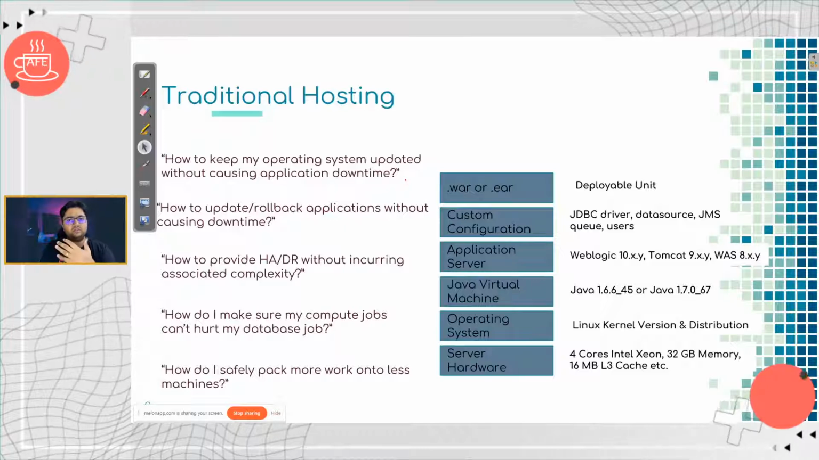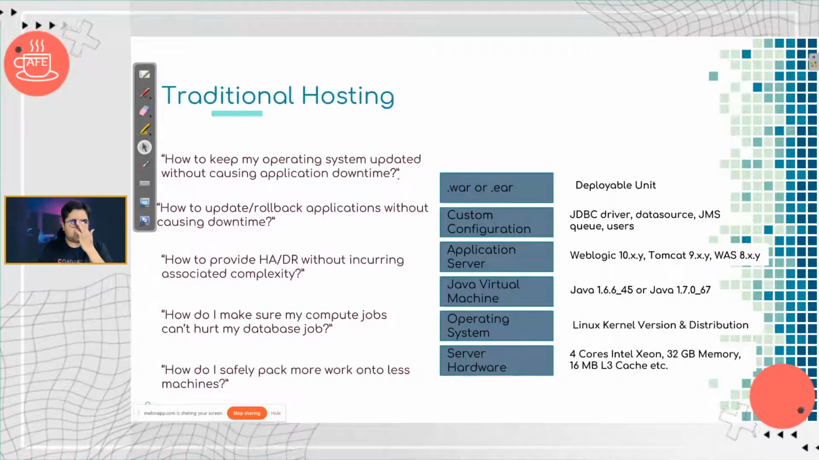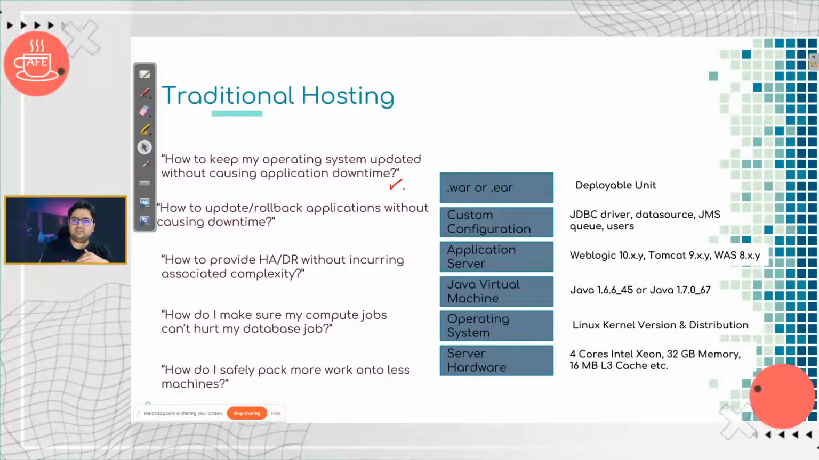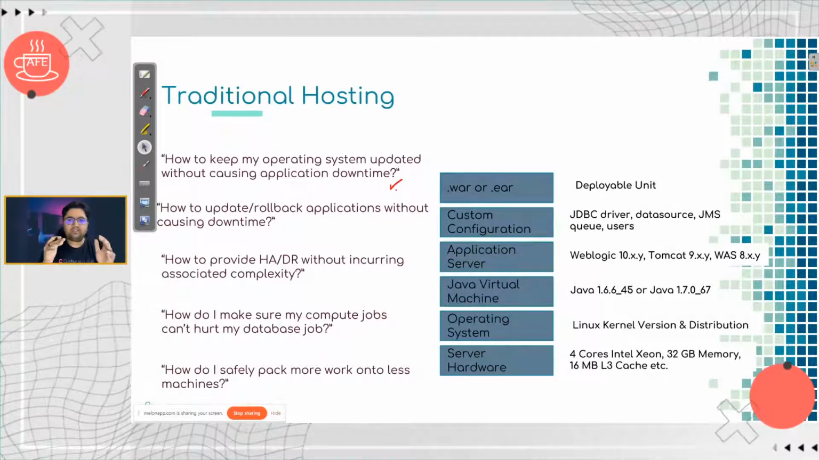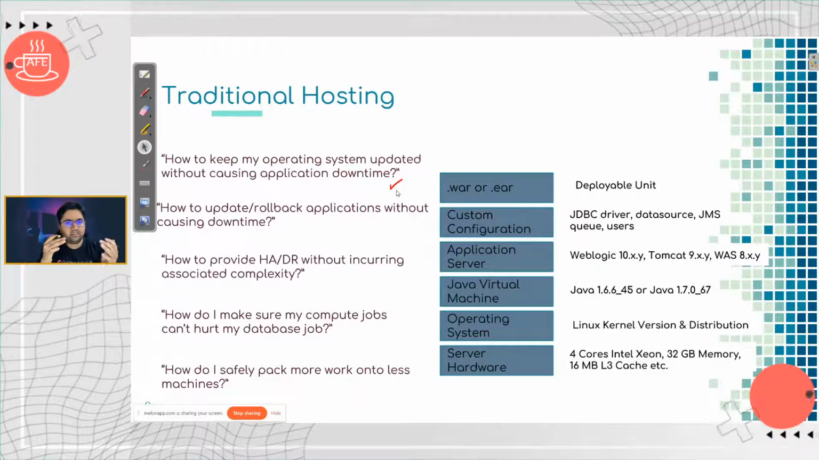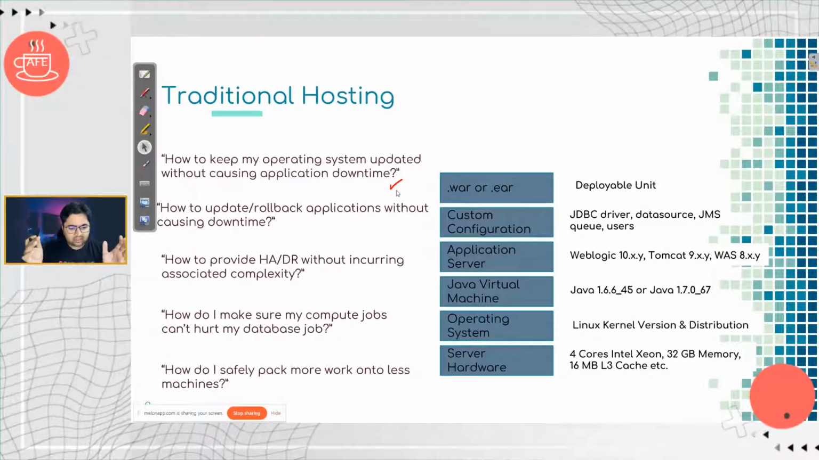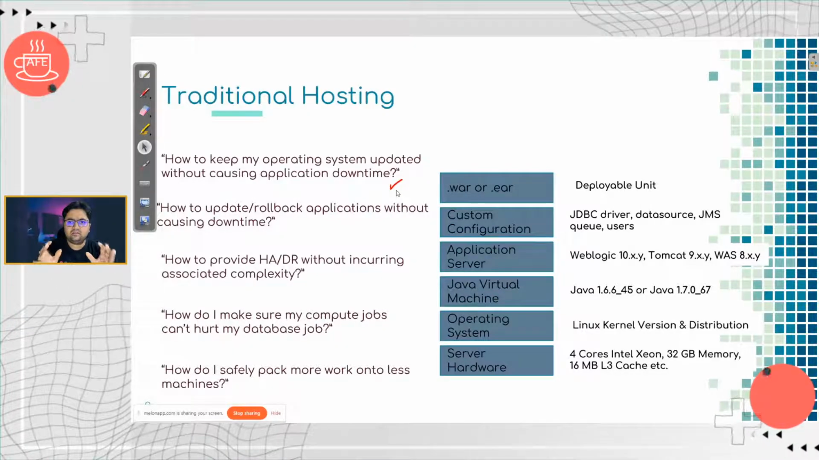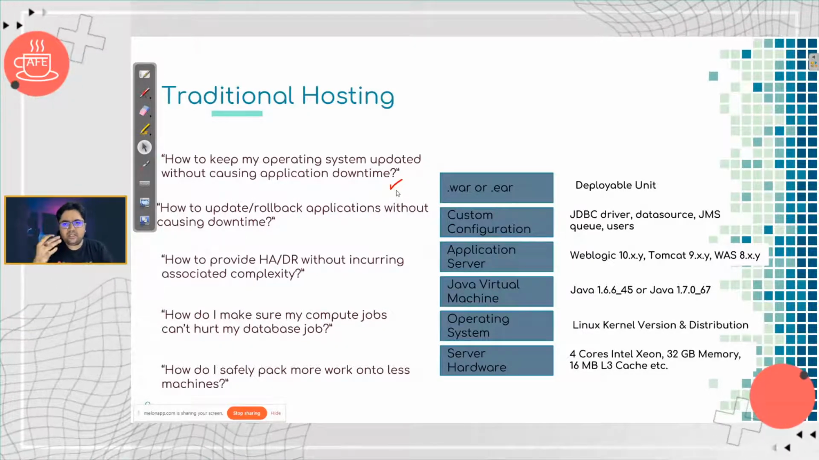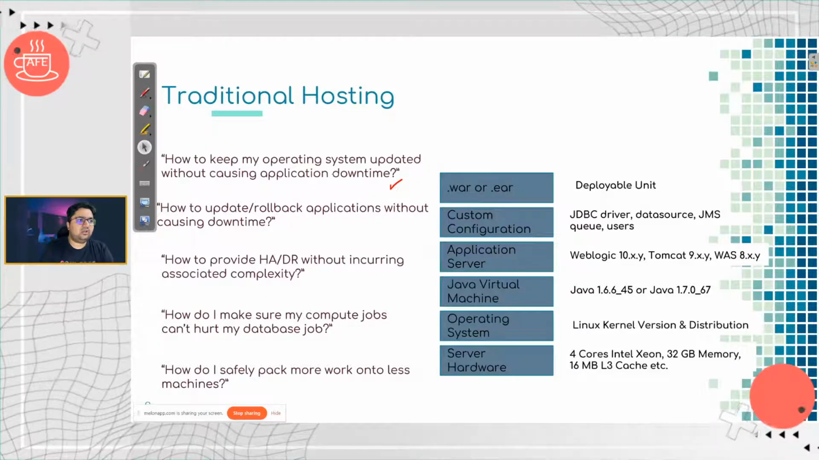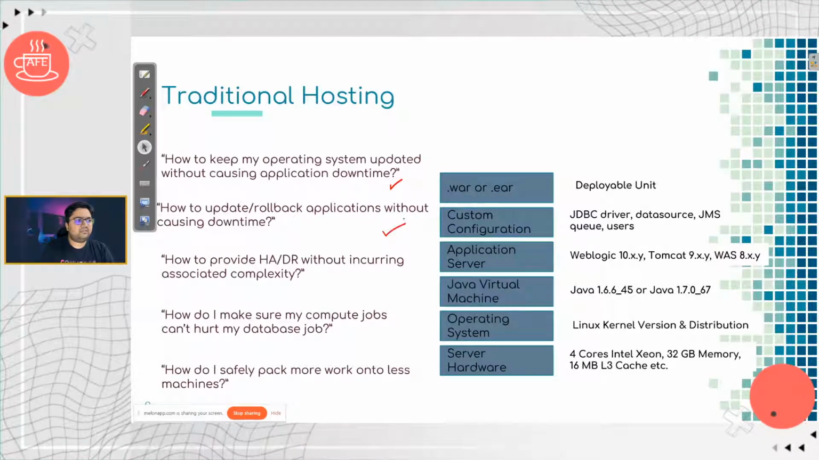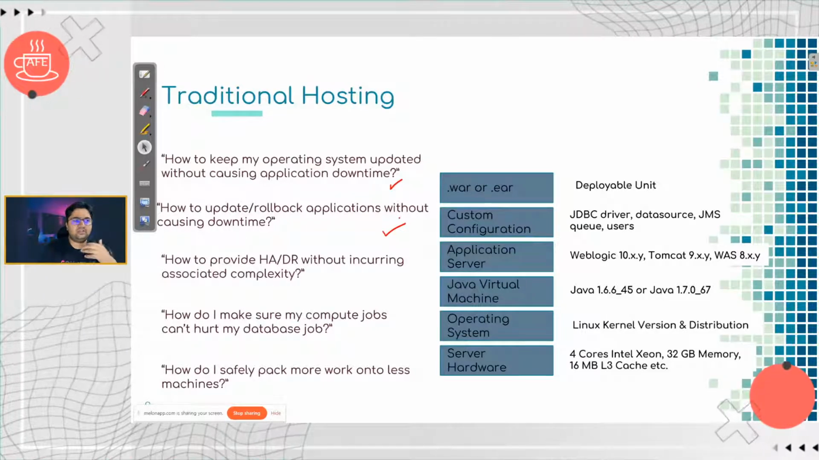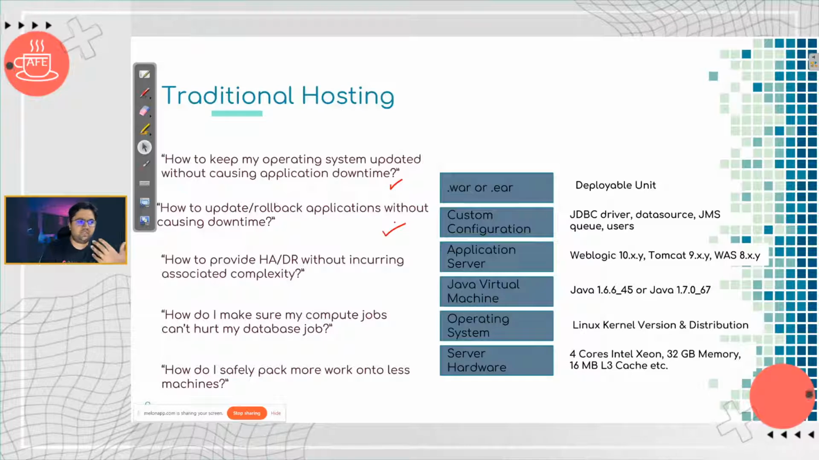So the challenges usually associated with deployments and hosting are, how do you keep your operating system updated without causing application downtime? So you have deployed something on Ubuntu and Ubuntu is getting updated. There are tons of runtime issues you've got to take care of: Node version, Python version, Java version, all the dependencies that your systems have. So how do you take care of that? Second, how do you roll back your application without causing downtime? And this is also a trait which Kubernetes helps to solve. We'll look at that.